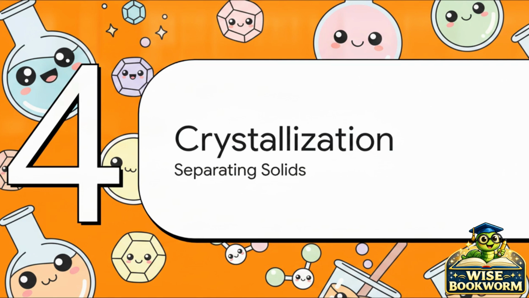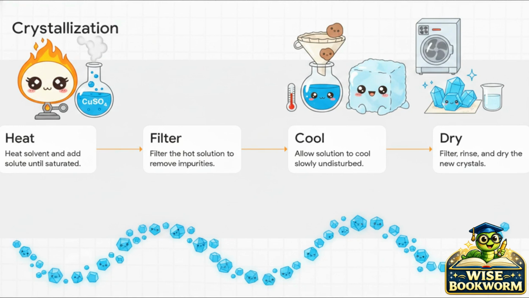Let's talk about separating solids. So here's how we break down the complex laboratory purification process known as crystallization into 4 super accessible steps. Step 1, you heat up your liquid and add your solute. Let's say we're trying to extract pure copper sulfate, and you keep adding it until no more can possibly dissolve. You've now made a hot, saturated solution. Step 2, you filter it while it's still hot just to remove any basic physical impurities.